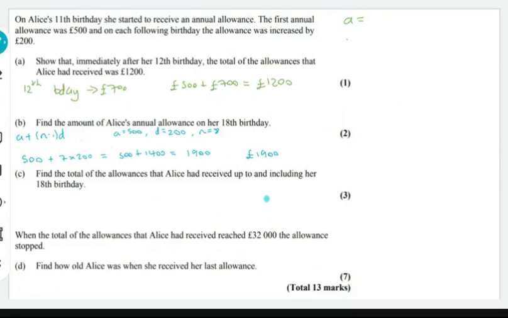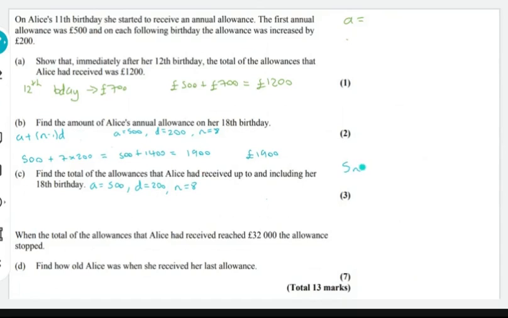Got a big number again. Wait, I got 9,600, but that sounds way too big. I'm not sure where I made the mistake. So I did n over 2, then 2 times 500 plus 7 times 200. I think I did it right.